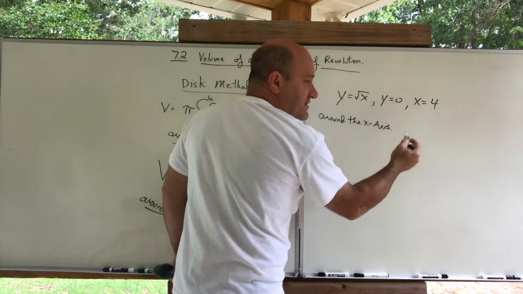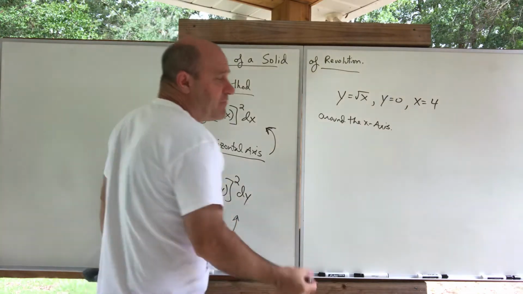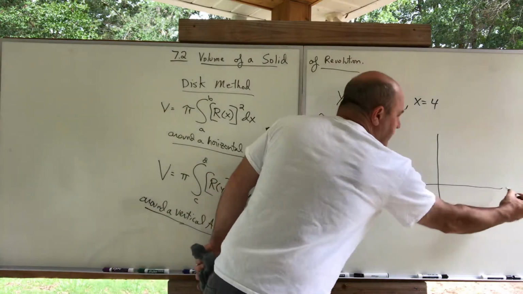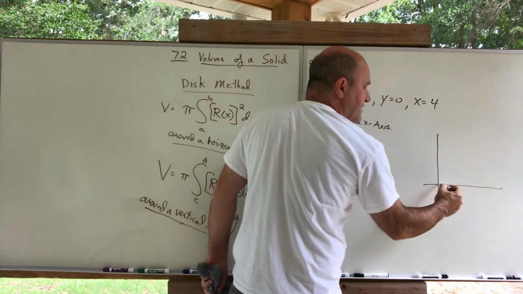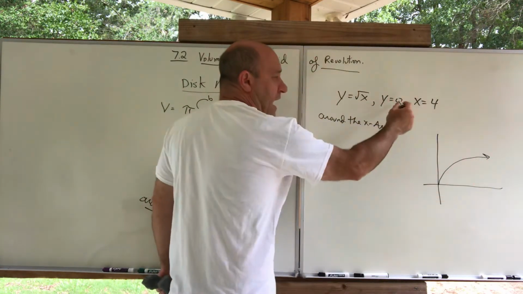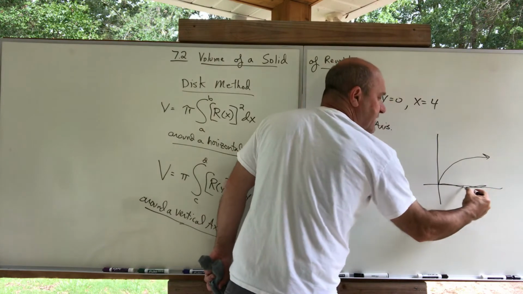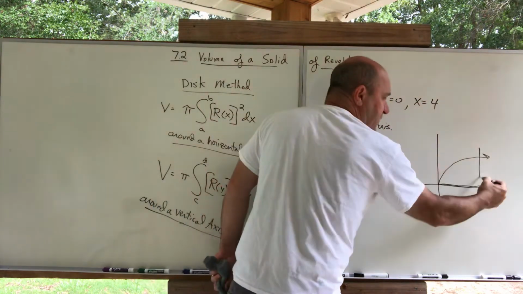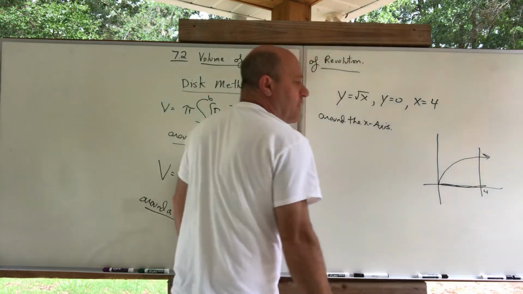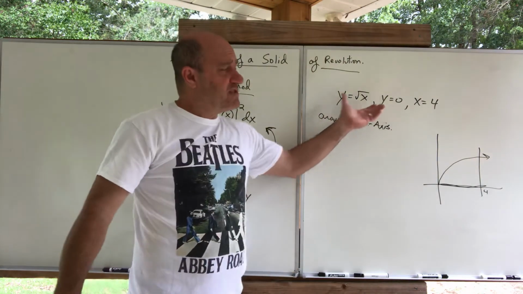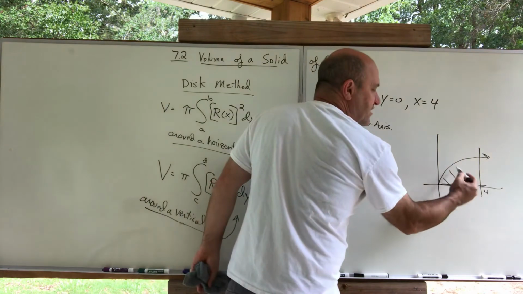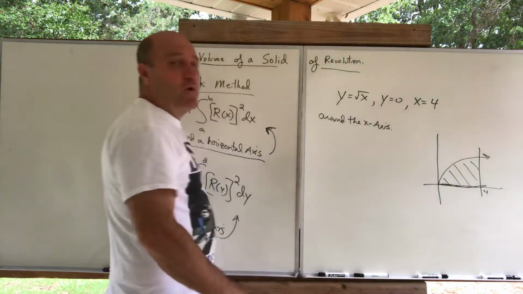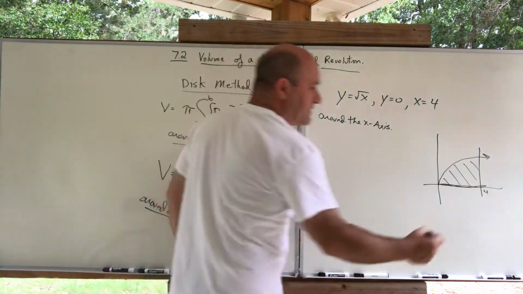So this is a simple example, and maybe I need a picture of it. The picture helps. I always try to draw these pictures. y equals the square root of x is this function. y equals 0 is this. And x equals 4 is a vertical line over here at x equals 4. What I'm giving you is the boundaries of the region, and then what are we doing with that region? We're spinning it around the x-axis.